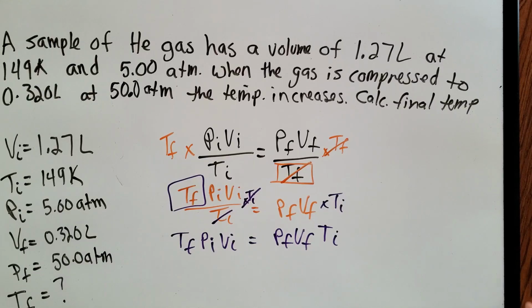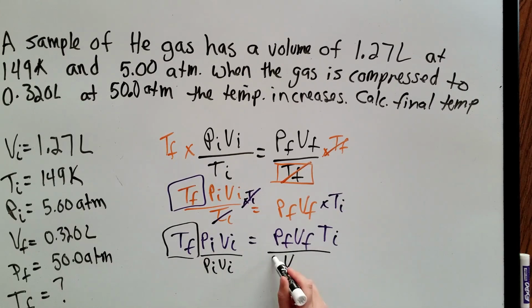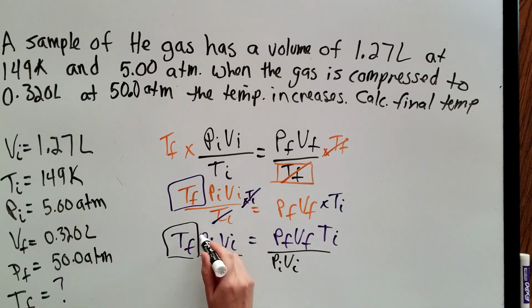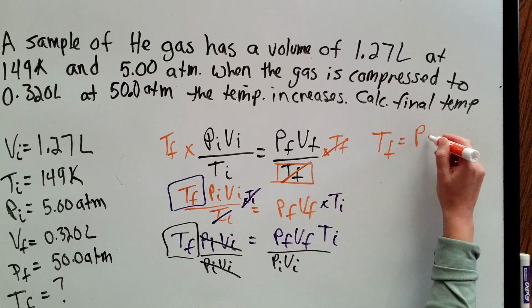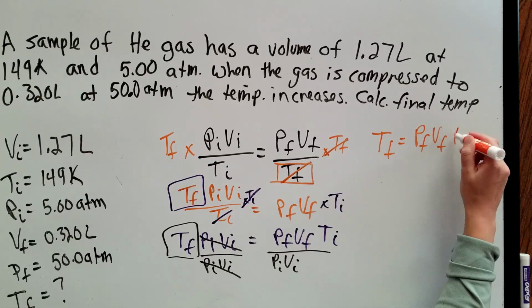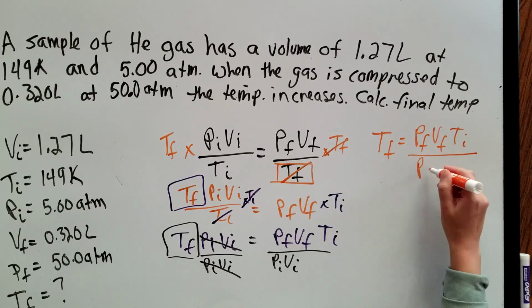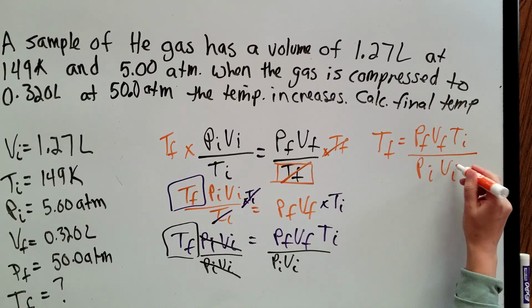Okay, so I'm still trying to get that TF by itself, right? So I need to get rid of PI and VI. Since they're in the numerator, on top, I'm going to divide by PI VI. Whatever I do to one side, I have to do to the other. So it's going to cancel it out on this side, finally getting TF by itself, and then putting it in the denominator on the other side of the equation. So my rearranged equation, I'm using the whole board for this one, is going to have final pressure, final volume, initial temperature, divided by initial pressure and initial volume.